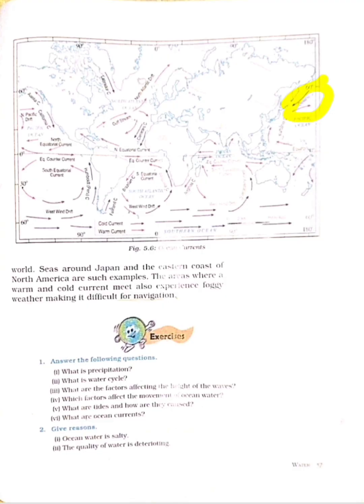Here is North America, and the eastern coast of North America is this. The areas where warm and cold currents meet are also difficult for navigation. So there is the Gulf Stream, which is a warm stream, and the Labrador current, which you can see here, which is the cold current.